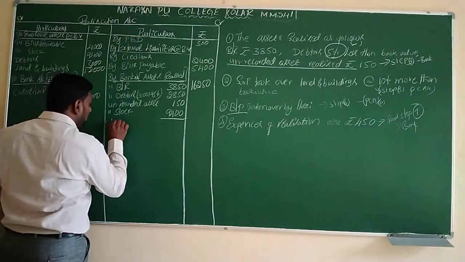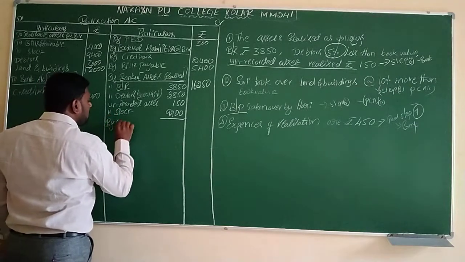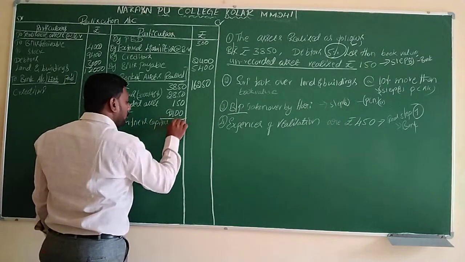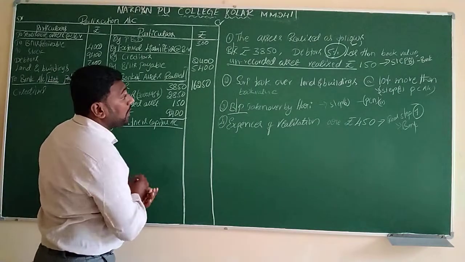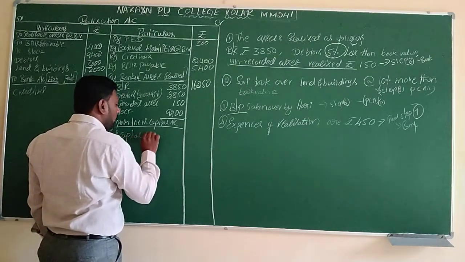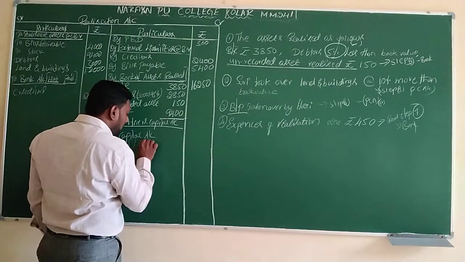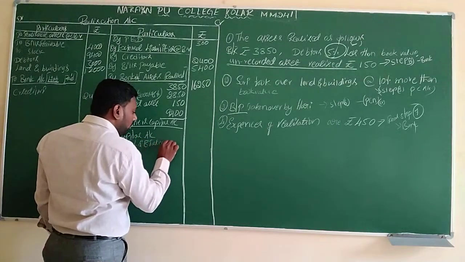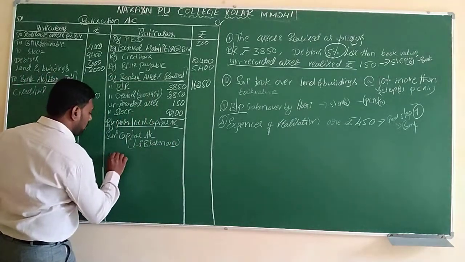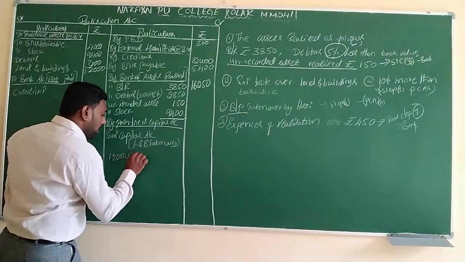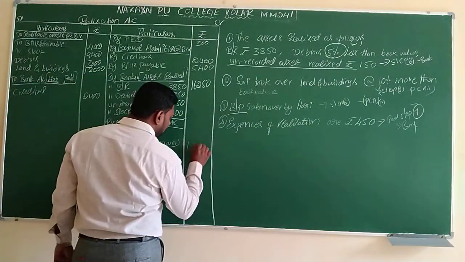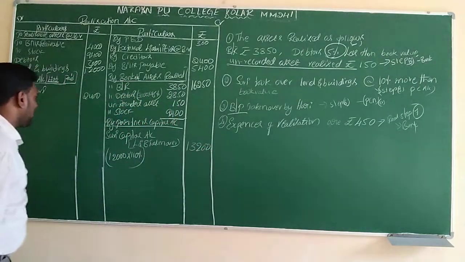Step 5. What do we have to write? By partners capital account. In that we have to write: Suri has taken over land and buildings. Suri capital account, in bracket land and buildings taken over. That is 10% more than book value. That means 12,000 into 110%. Therefore, we will get 13,200. This is about step number 5.